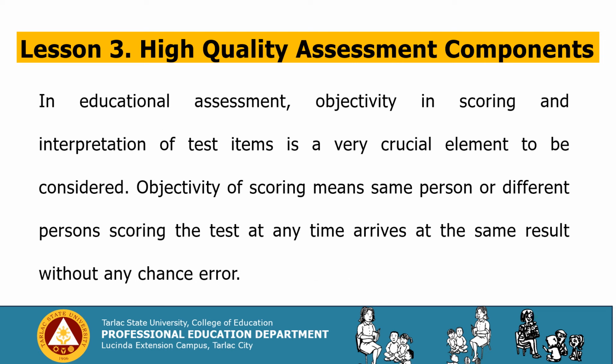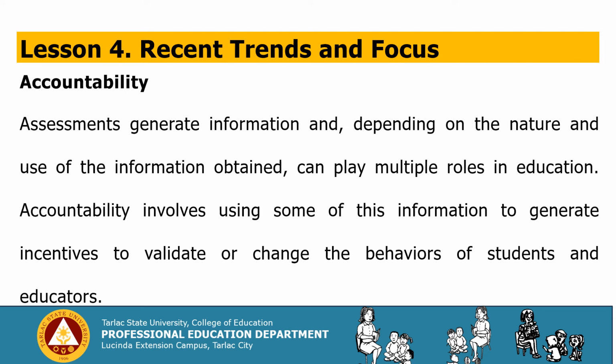In conclusion, in educational assessment, objectivity in scoring and interpretation of test items is a very crucial element to be considered. Objectivity of scoring means the same person or different persons scoring the test at any time arrive at the same result without any chance error. Let's now move on to accountability.